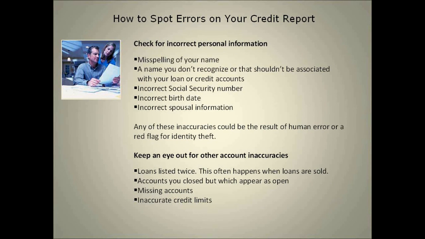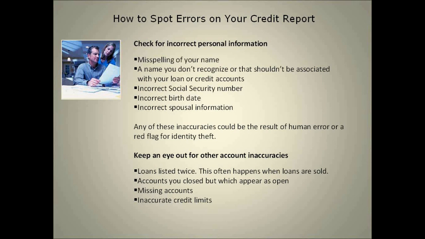You also want to check for incorrect personal information. Look to see if they've misspelled your name. Look to see if there's a name you don't recognize or that shouldn't be associated with your loan or credit accounts. Make sure your Social Security number is correct. Make sure your date of birth is correct. And if you're married, make sure all the information on your spouse is correct as well. Any of these inaccuracies could be the result of human error, or they may represent a red flag for identity theft. So you want to keep a good watch on your personal information.